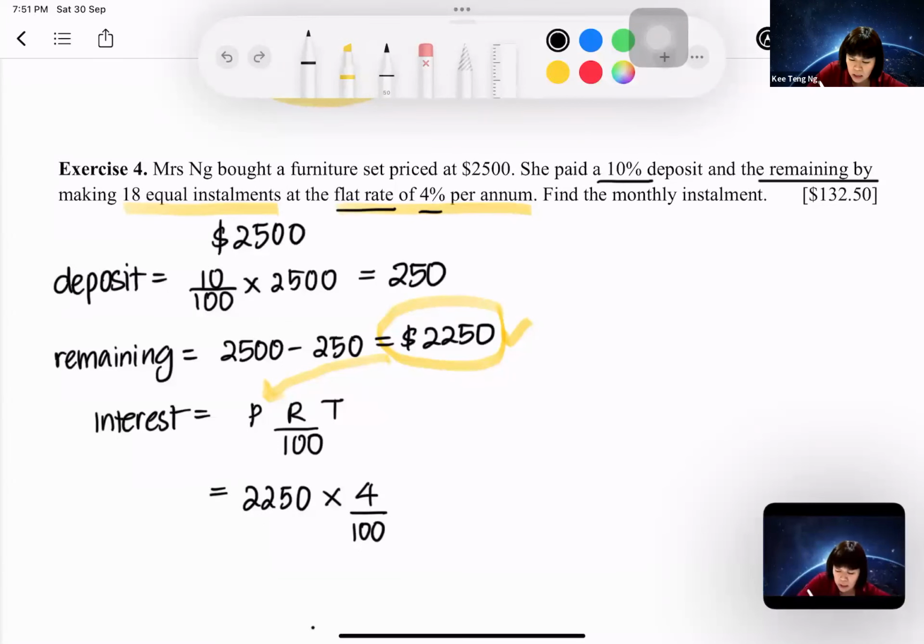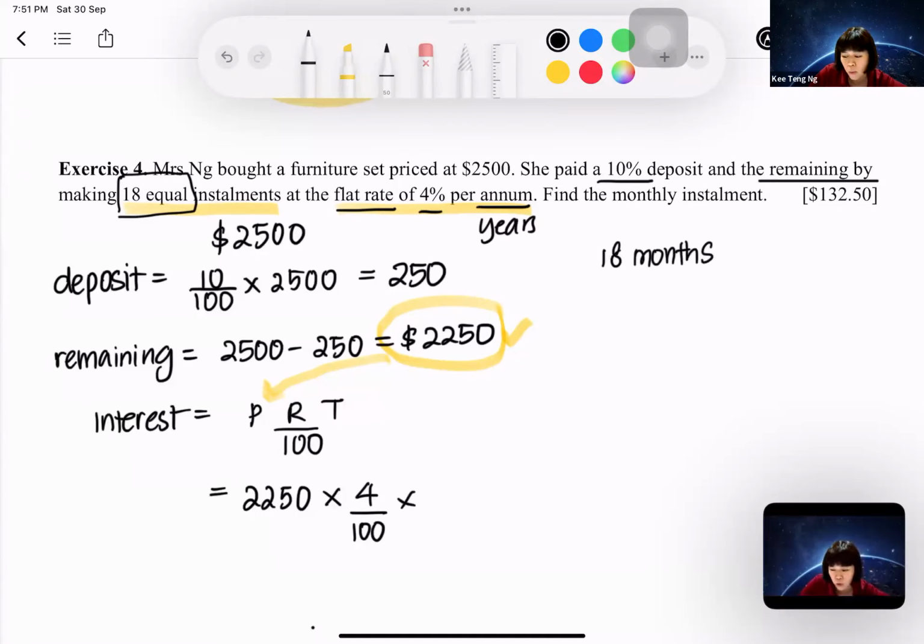How many years? This one is per annum, in years, right? There's no number given for years. But what do we know? What is the other number? They tell me 18 equal installments, right? This is 18 months. How do I change 18 months to years? 1 year and 6 months.